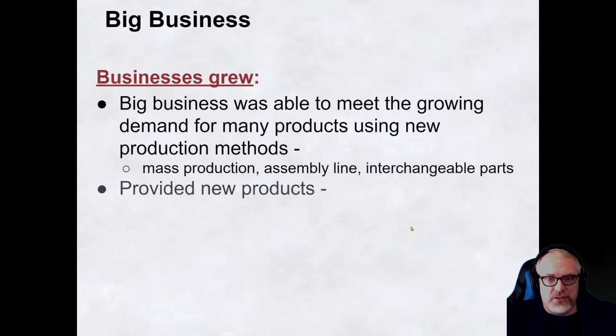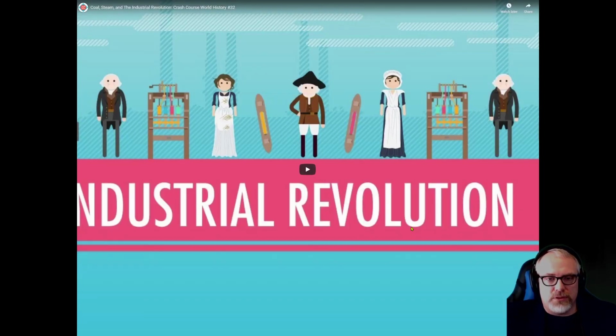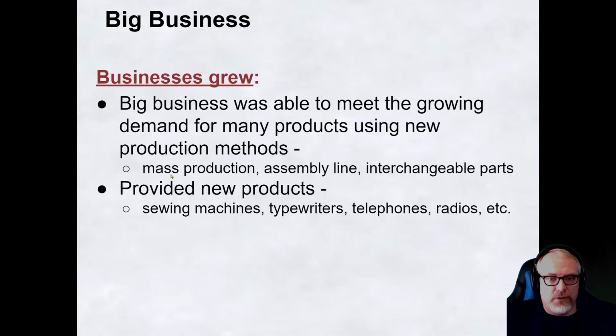So big businesses, they were able to meet the growing demand for many products using new production methods. So you've got mass production, you've got the assembly line, you've got interchangeable parts. They have the money to pay for these things, and then they provide new products. So we're going to see sewing machines that are invented, typewriters, telephones, radios, etc.